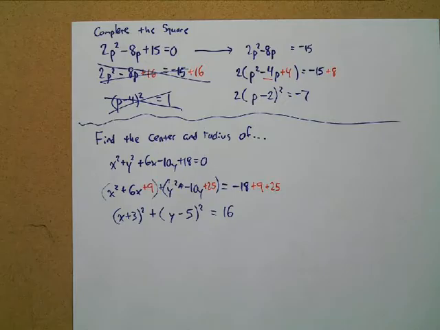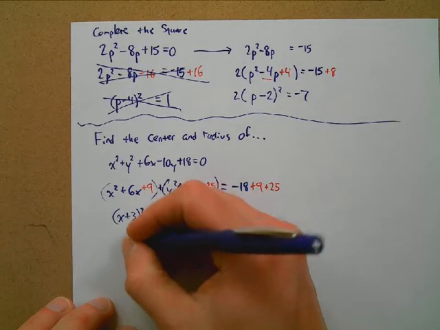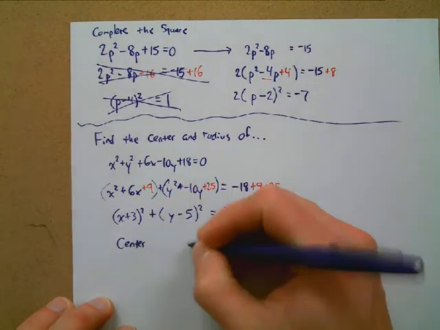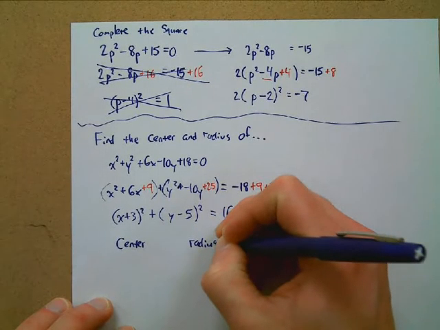So Devin, what's our center? What's our radius? Our radius is 4. Okay. And our center is negative 3, positive 5. There it is. Very good, very good.